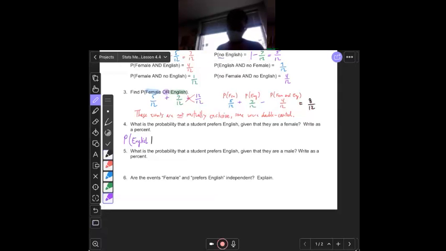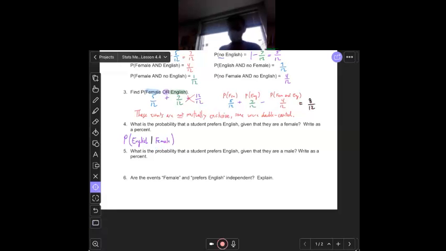P of English given, so you don't use the word, that basically stands for the word given. Given female. So how I would read this would be the probability of someone preferring English given that they are female. So basically this here says all of this. This is just the notation we use to stand for this whole sentence. This vertical bar basically stands for the words or phrase given that. So the probability that someone prefers English given that they are female.